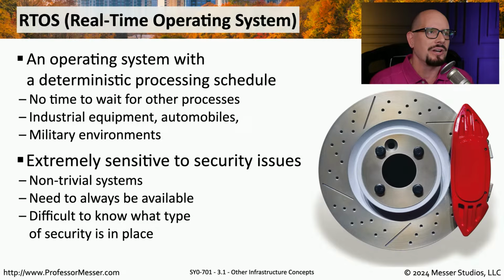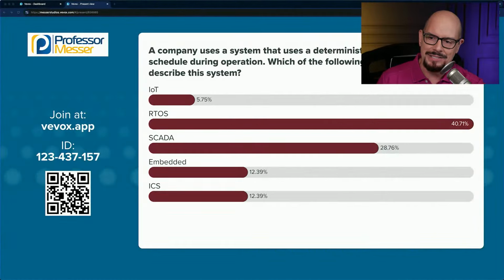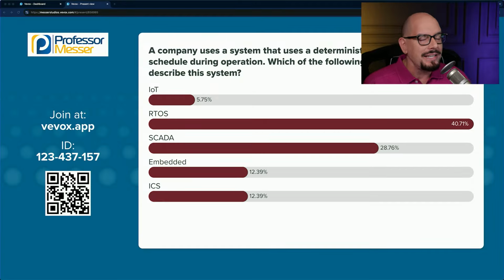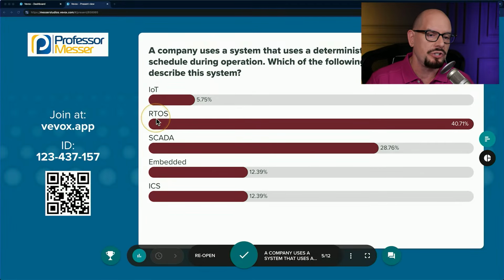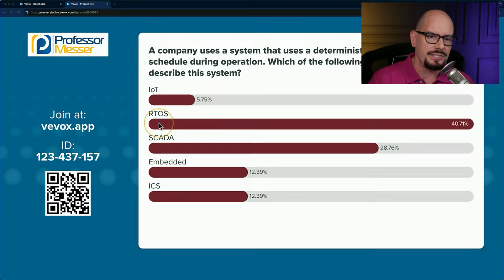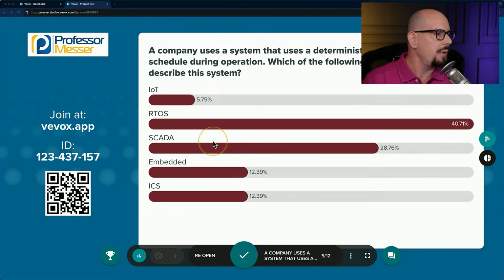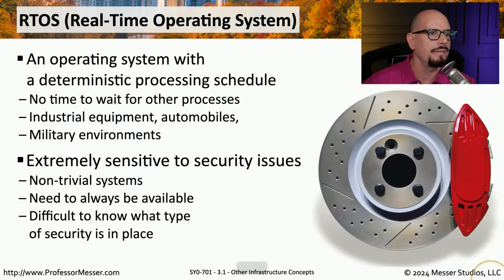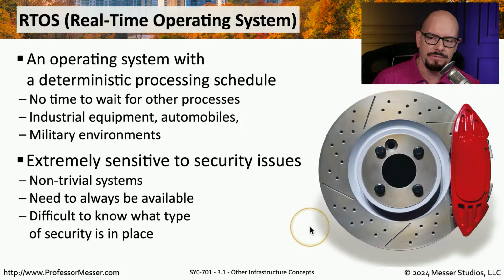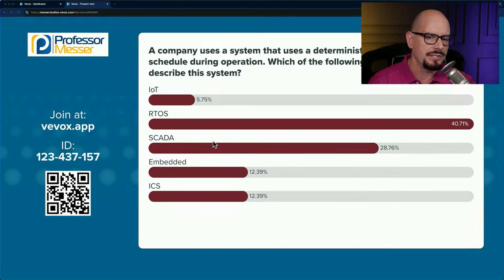That is what we are talking about with real-time operating systems, or RTOS. And that is the answer we were hoping for. That is the one we were working on. And that is the answer that most of you chose. 40% of you did choose a real-time operating system because it is deterministic in this particular case. See if that's something that you are familiar with. And of course, if you're not familiar with these, we do have a video, section 3.1, other infrastructure concepts. That's where we have the information on real-time operating systems.